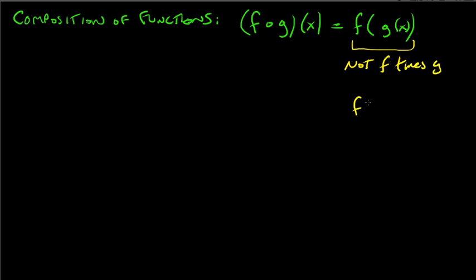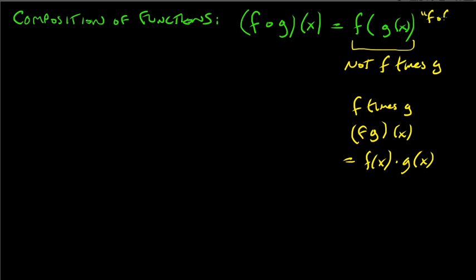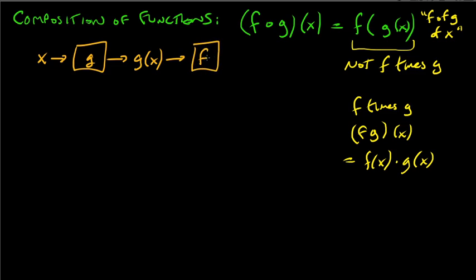If I wanted to write f times g, I could write fg of x, or I can write f of x times g of x. But not f of g of x. So this is f of g of x. Effectively, you're just chaining the two functions together. You think of x first going into the function g. What comes out of that, the output of g, is g of x. And then you think of g of x as the input to f. And so the output of f, when the input is g of x, is f of g of x. So this is composition.